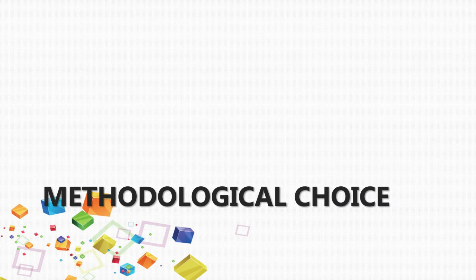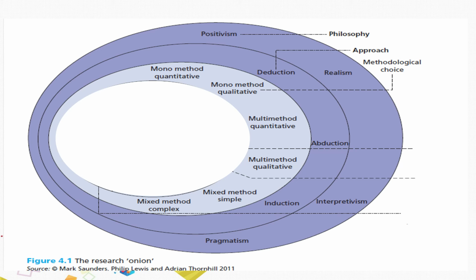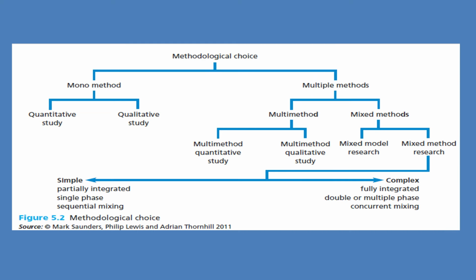Now we talk about the methodological choice, and for the methodological choice, we have whether you use mono-quanti, mono-quali, or multi-methods or mixed methods. So what do we mean by these things? When we talk about the methodological approach, you can either have mono or multiple methods. A mono method would mean use purely quantitative or use purely qualitative. And usually for beginner researchers, we'd go for mono methods. But it doesn't mean to say that you can't go into the multiple methods.